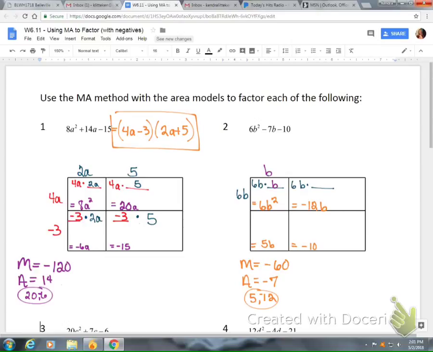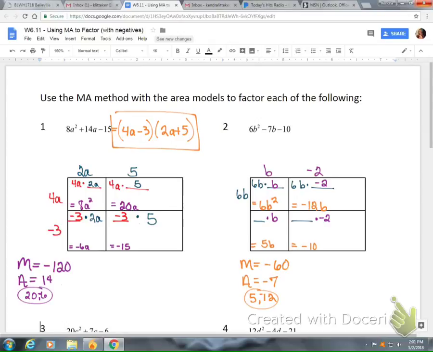Okay, my second one, 6b times what equals negative 12b? So 6 times what equals negative 12? Negative 2. So that's the width. What do I do with the two widths that I just found? Bring them on down. And now I'm going to find the height.